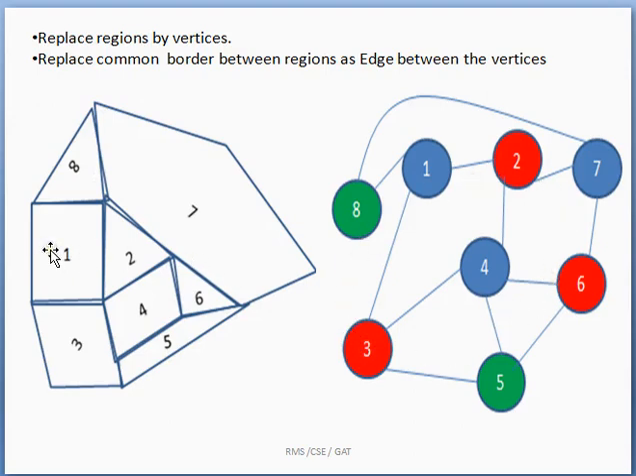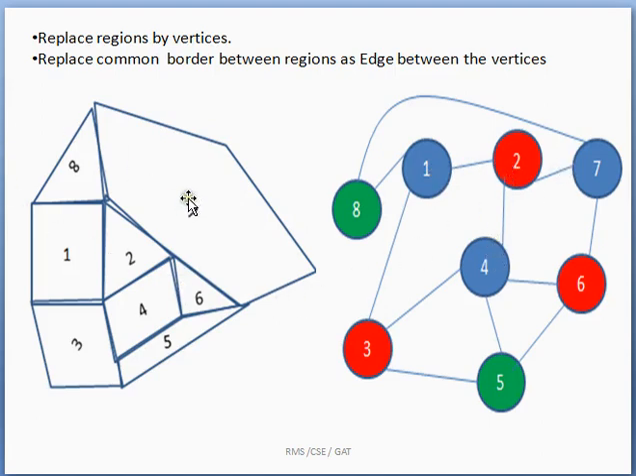Now, to write the edges, we need to check the common borders. If I take region 1 here, what are the common borders? It is sharing a border with region 2, region 3 and region 8. So I need to draw edges from 1 to 2, 1 to 3 and 1 to 8. If I go for region 2, it is sharing a border with 1, 7 and 4. So 2 is sharing with 1, then 4 and 7.